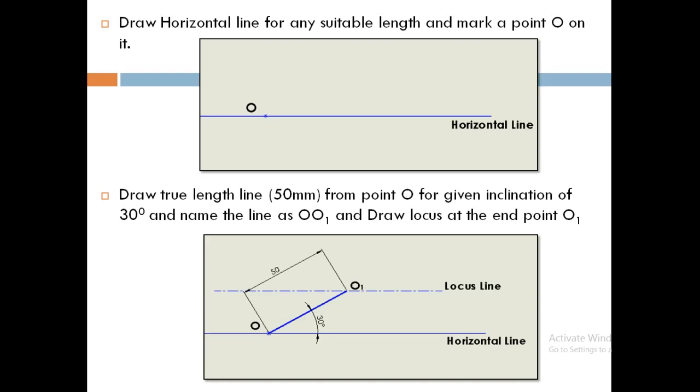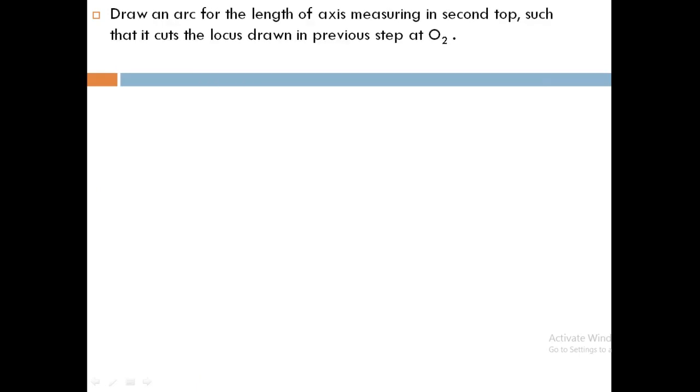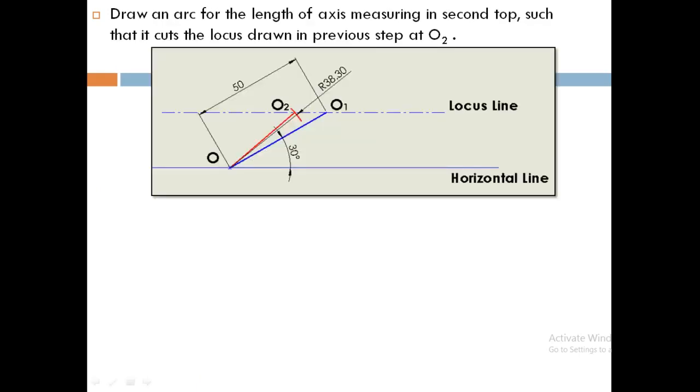In the second step we need to draw the true length of the axis, that is the 50 millimeter line inclined at the given true angle of 30 degrees, name its end point O1 and draw the locus at that point. Then in the next step, draw an arc for the length of the axis measured in the second top view such that it cuts the locus drawn in the previous step at O2. Now we have drawn the actual length of the axis, 50 millimeter, at an angle of 30 degrees.